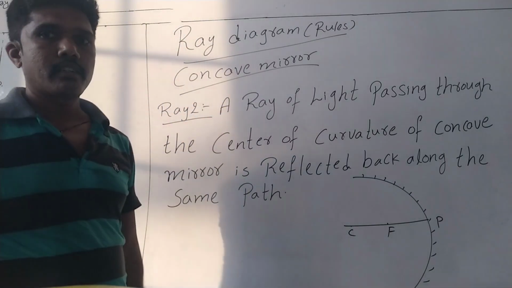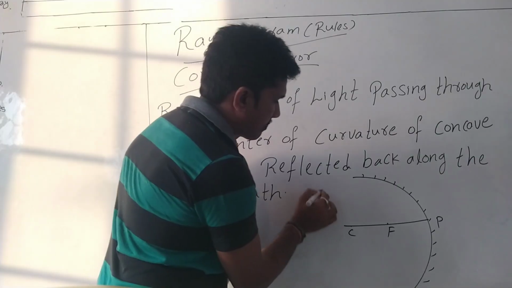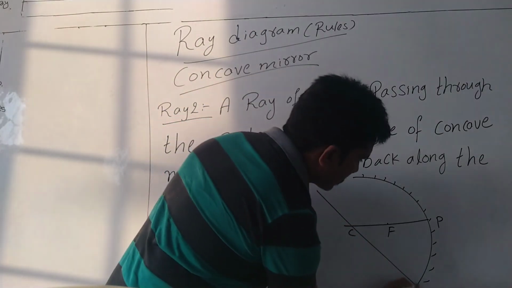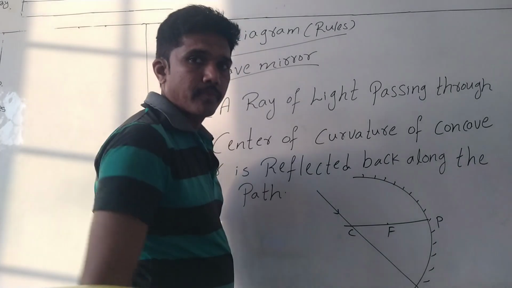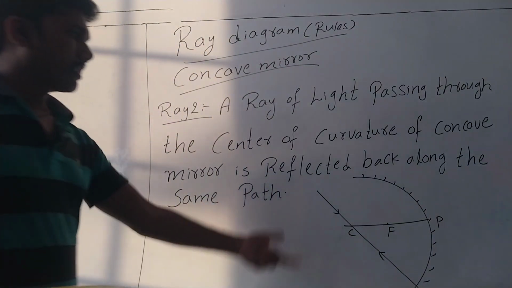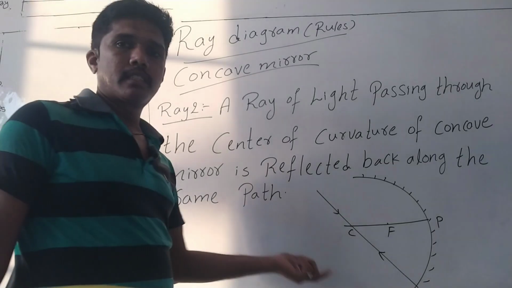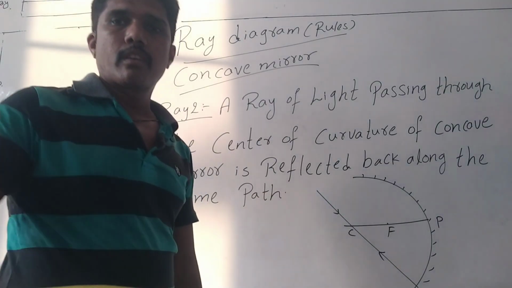Now see the definition. Now see the ray. A ray passing through the center of curvature like this is the incident ray. After reflection, it goes back along the same path.